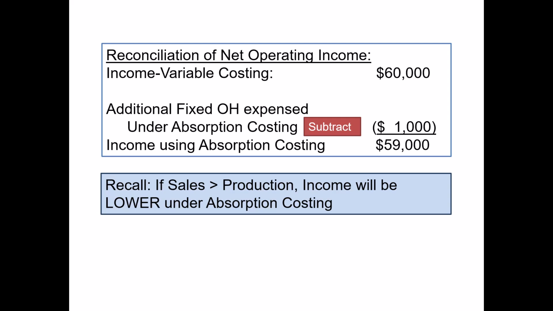All right, so when sales are greater than production, income will be lower under absorption costing.